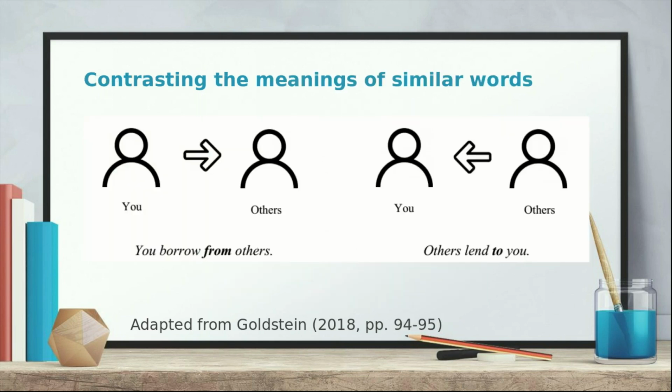We can also contrast the meanings of similar words. For example, here we have two easily confused verbs. They are confused even by native speakers. We have borrow and lend. So we can represent the direction in which the actions occur. For example, you borrow from others and others lend to you. So it's essentially the same meaning, but the way in which the verbs work is different. That's a possible way for you to show your students the difference and contrast the meaning of the words.